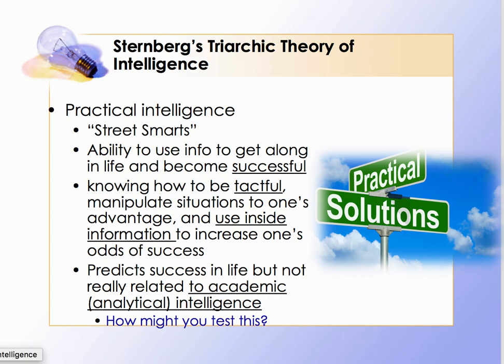And then the last part to Sternberg's triarchic theory is practical intelligence. So this is what people are talking about when they say something like street smarts, the ability to use information to get along in life and become successful. Knowing how to be tactful, manipulate situations to one's advantage, and use inside information to increase one's odds of success. And practical intelligence predicts success in life, but it's not really related to academic intelligence.